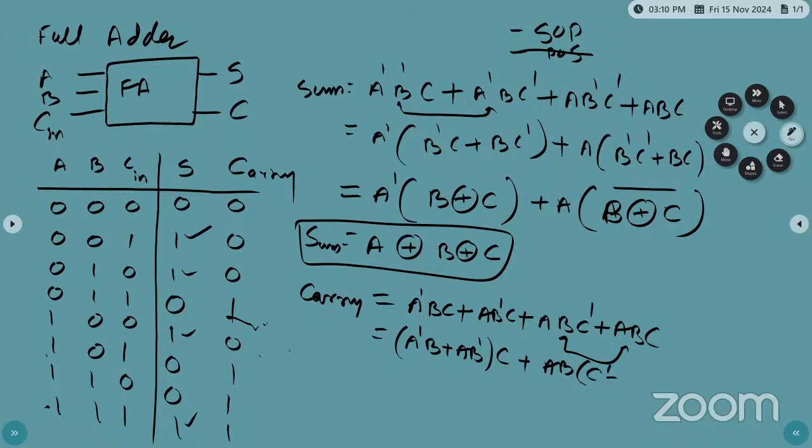Now A dash B plus AB dash C, plus take the AB common: C dash plus C. What is the C dash plus C? What is the binary value for C dash plus C? What is the value? A plus A bar value.